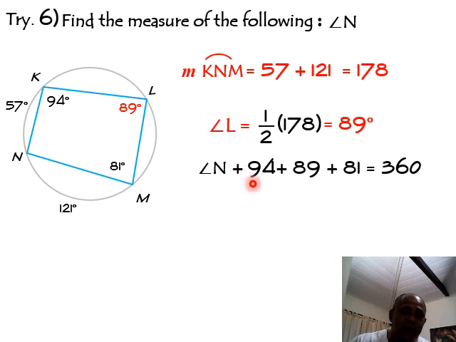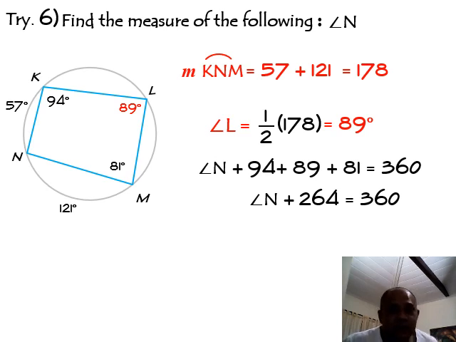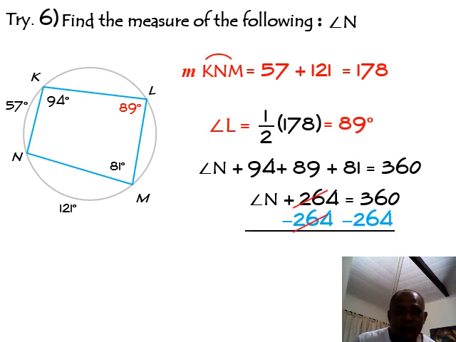Let's go ahead and do that. Angle N plus 94 plus 89 plus 81 equals 360. Okay, now let's go ahead and combine these terms. So angle N plus 264 equals 360. Subtract 264 from both sides. Cancel it out. Angle N is equal to 96, and there you go. And that is how it's done.